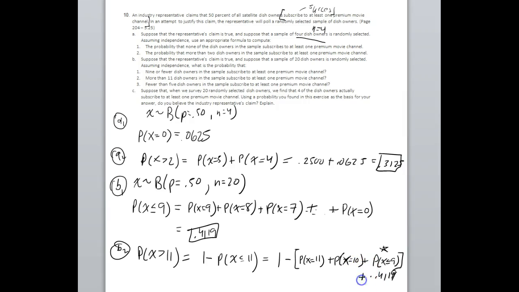So we get 0.4119, and then we just look at the table to find the values for x equal 10, which is 0.1762, and x equal 11, 0.1602. Is that right? That's right. So we add those up, subtract them from 1, and that's going to give us 0.2519.